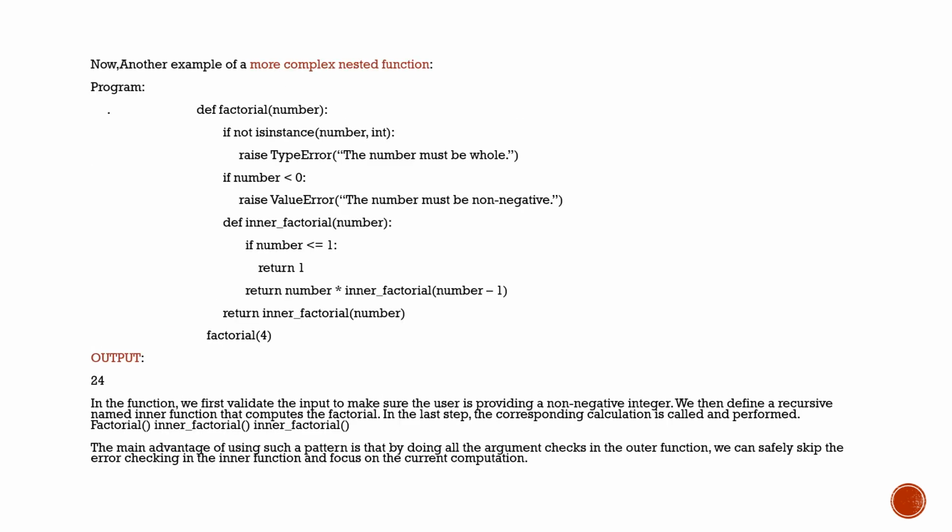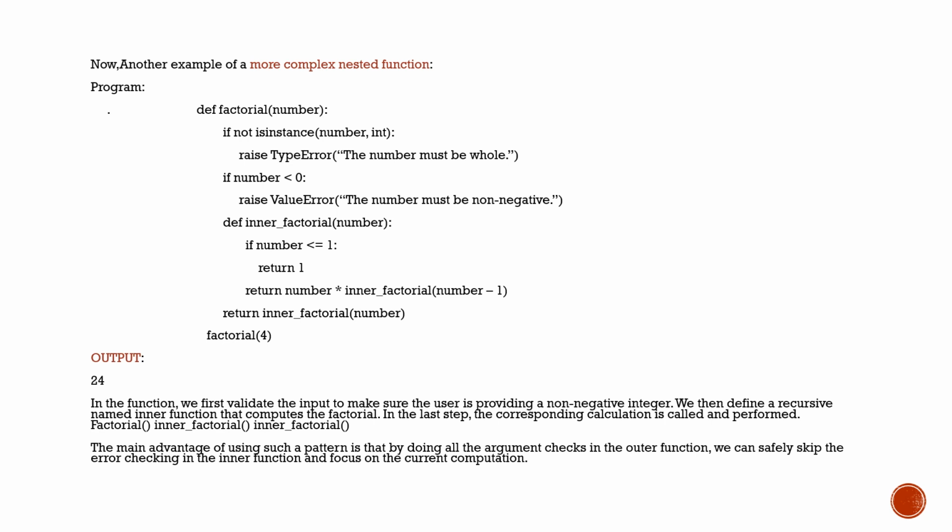And another example of a more complex nested function. As we see in the program, here we have given the number and we have written that the number must be whole, the number must be non-negative, and we have written the code. So if we come to the output, the output is 24. How did we get 24?